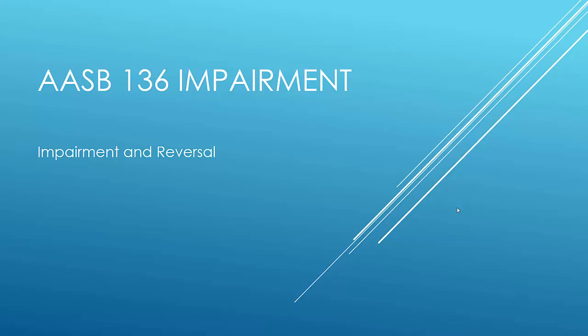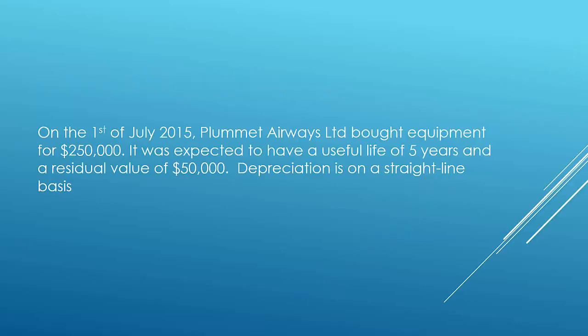A major issue in financial reporting is the recognition of asset impairments, and sometimes the asset impairments reverse. Let's think about how this works with an example.